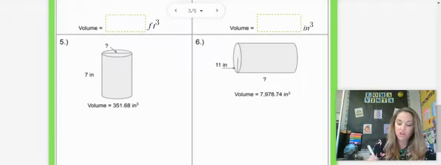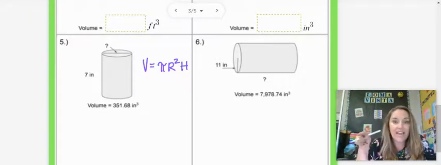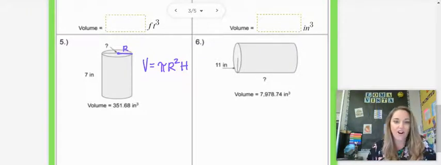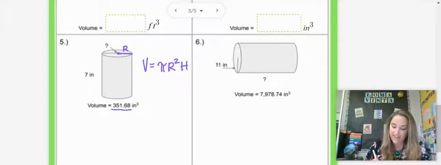Same way you start it. You're going to rewrite the formula. This is a cylinder, so we have volume equals pi r squared h. And instead of plugging in the r and the h this time, because we don't know what the r is, we don't know what the radius is. See here, it has a question mark. So the r, we're still going to leave as r. But the volume, they tell us right here, the volume is 351.68.